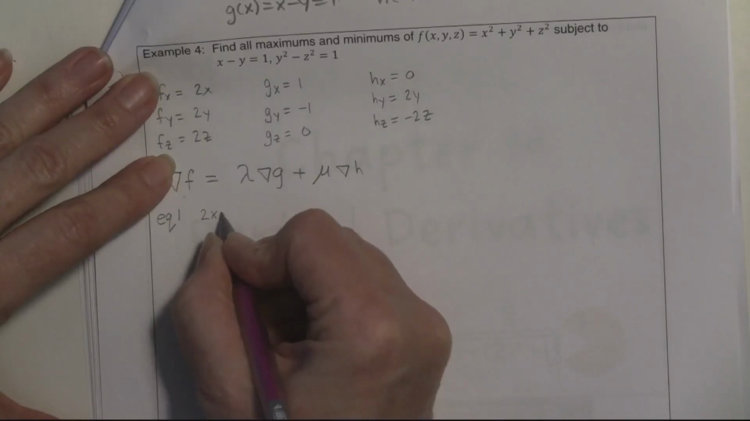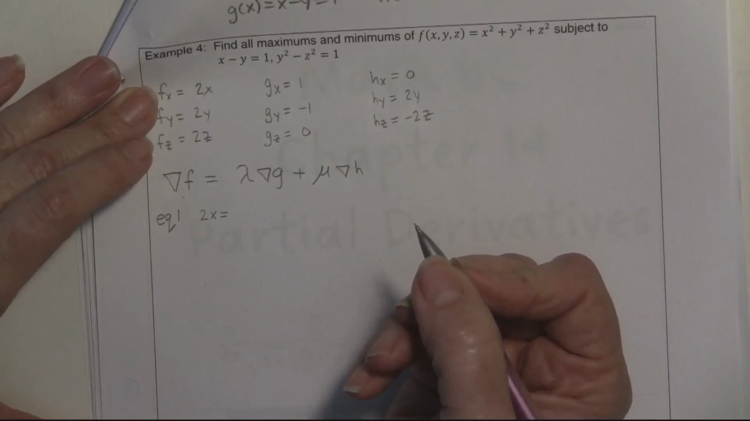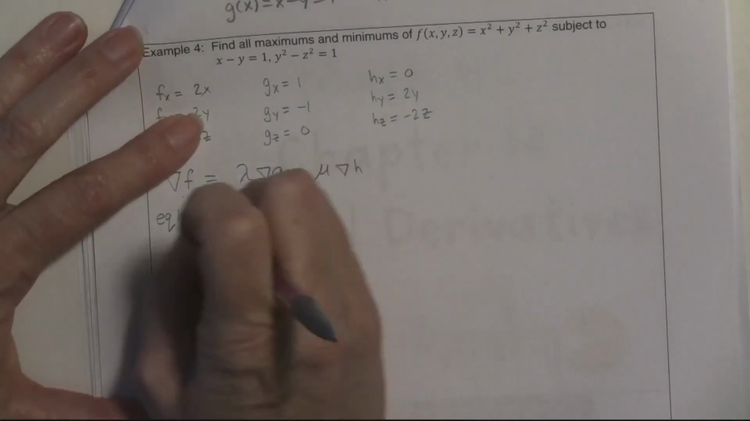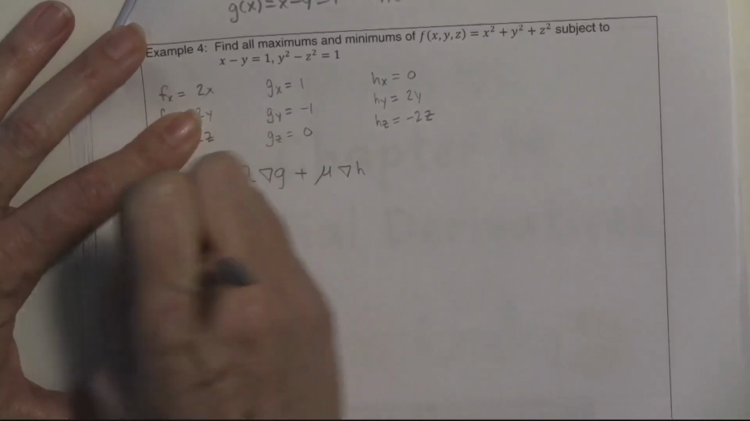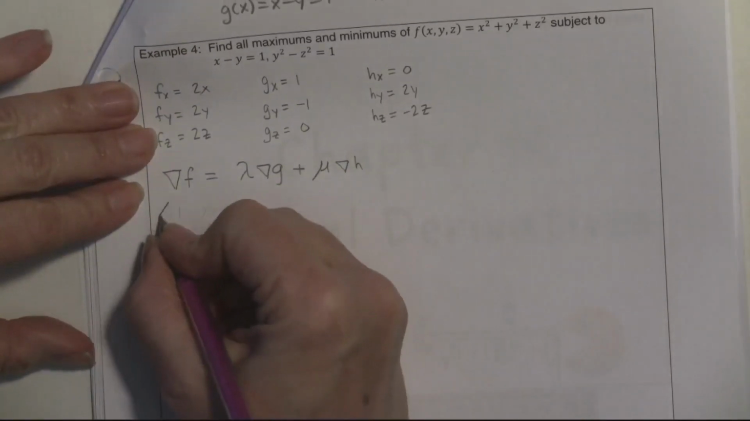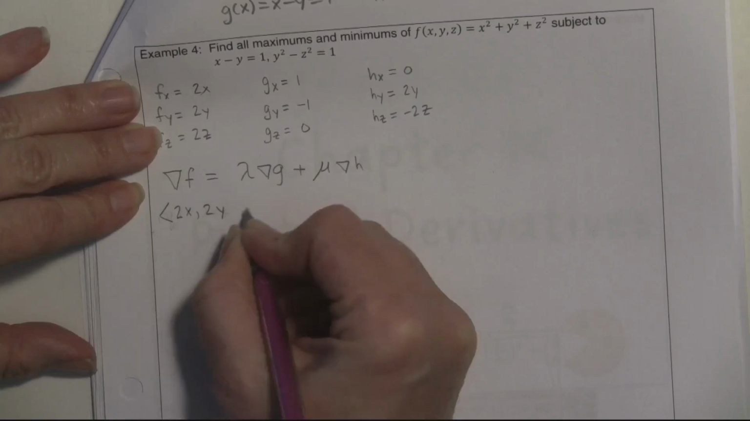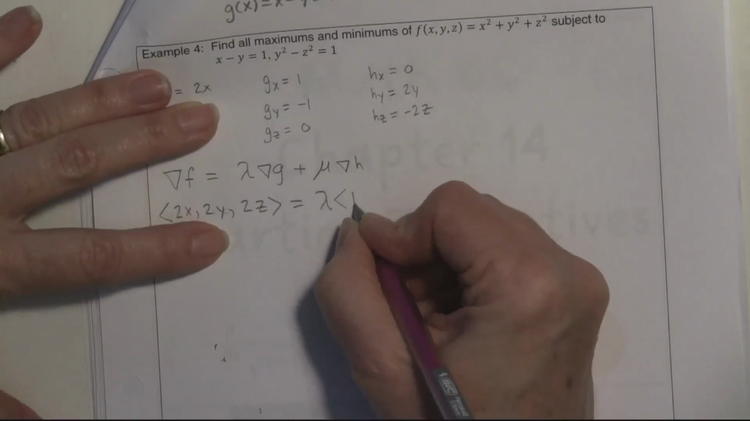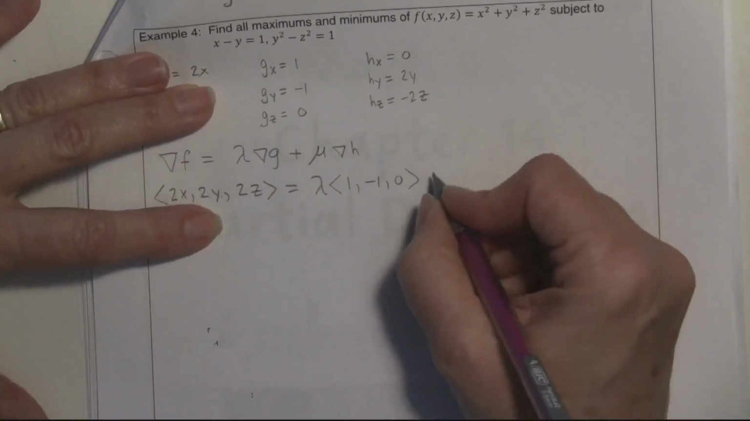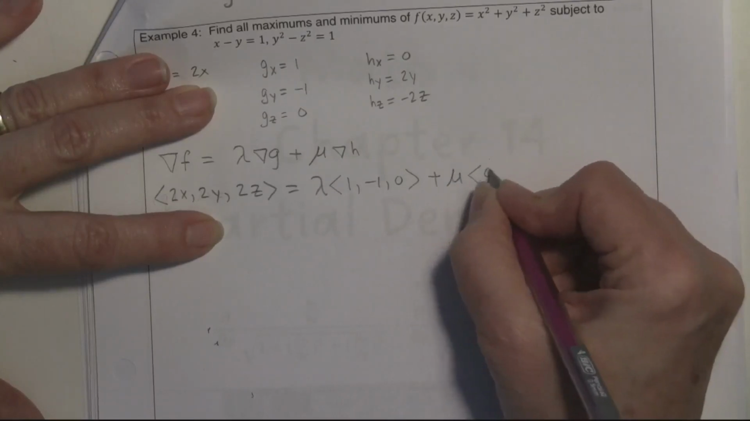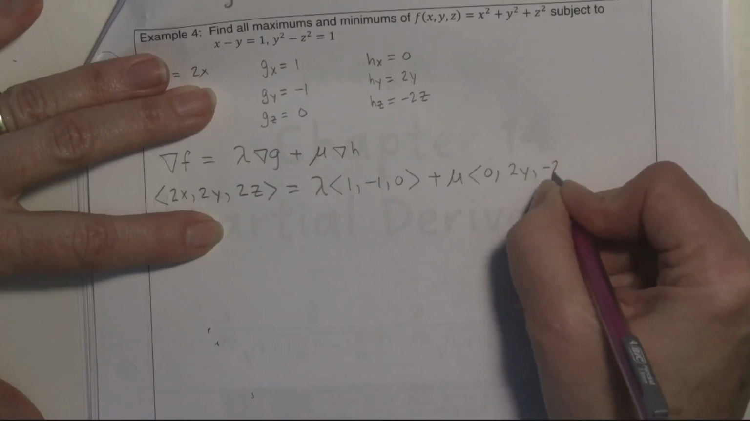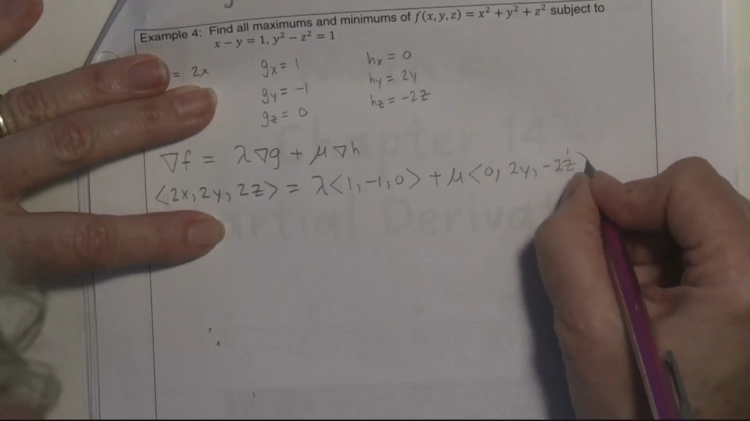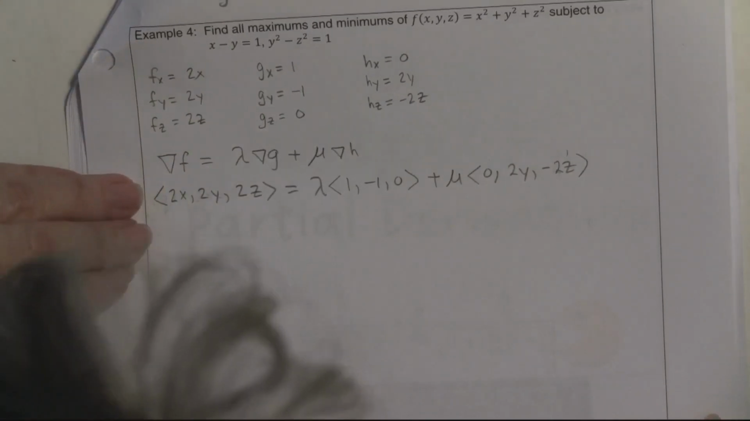So we have 2x, 2y, 2z equals lambda times (1, -1, 0), plus mu times (0, 2y, 2z). Can you still see? I didn't write out my gradients at first, that's going to be bad. That 2 almost looks like a z.